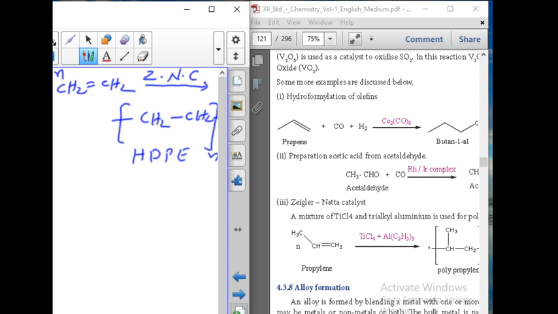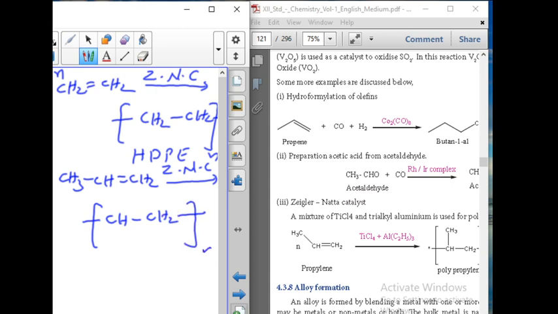Otherwise, in our textbook they are giving propene, CH3-CH=CH2. With the same catalyst, ZNC, Ziegler-Natta catalyst, we can get the polymer with CH-CH2 units. So this is propylene, so polypropylene.